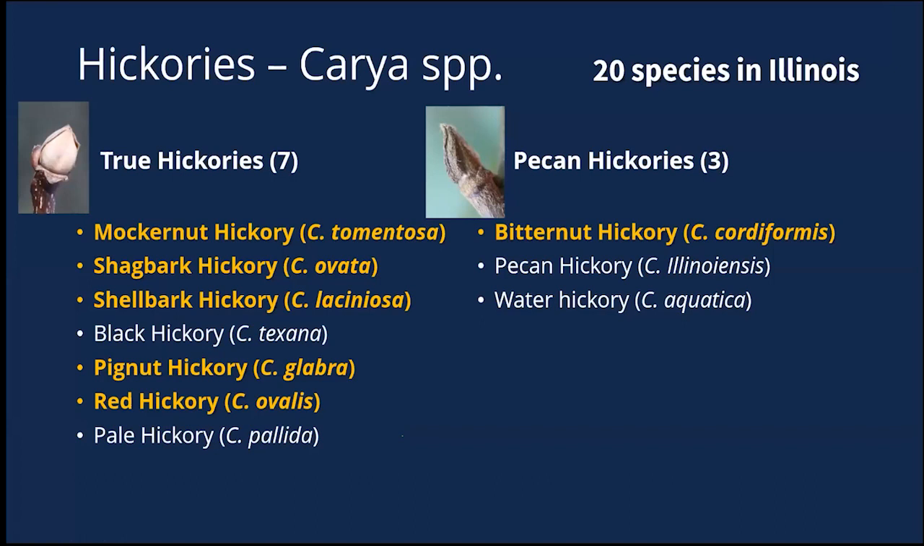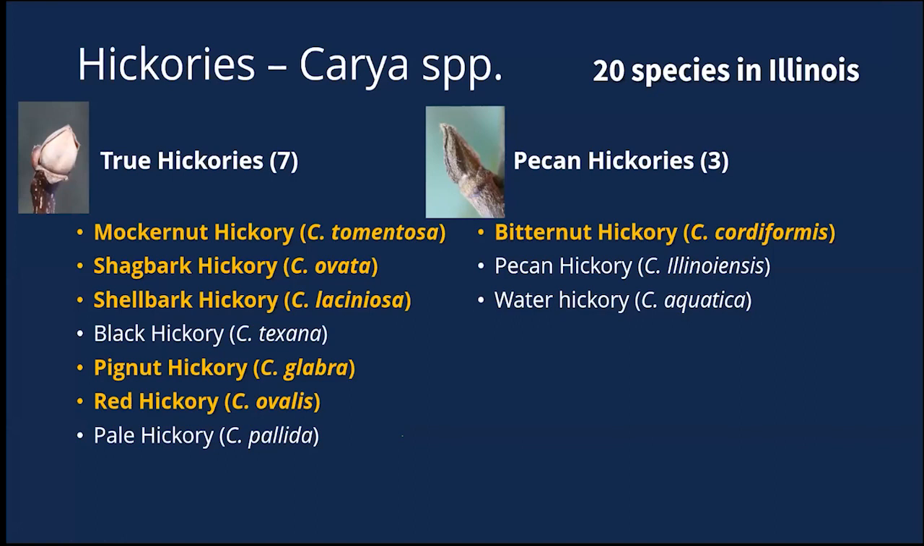True hickories will be the ones that in general have smaller leaflet numbers and have rounded fruit that are not winged. But in the winter, what you're looking for here, they have imbricate buds. So those are the buds with scales that overlap each other. You can see that on the picture on the left.